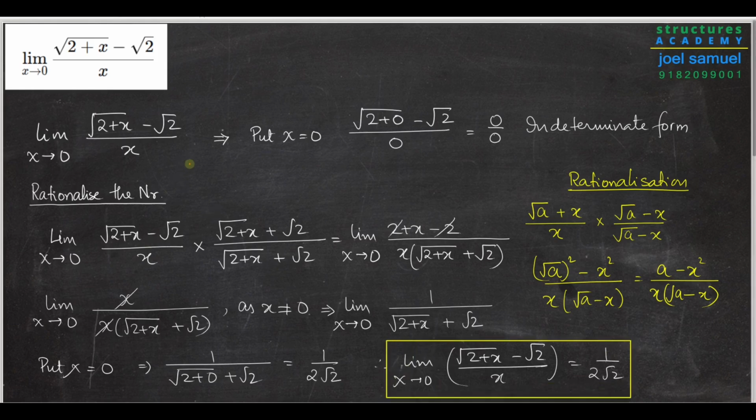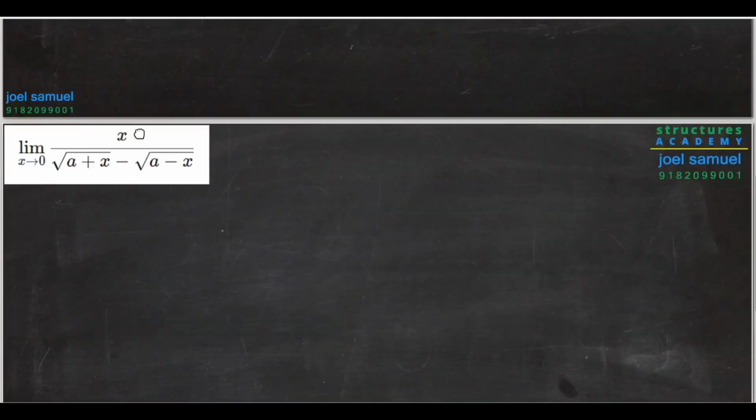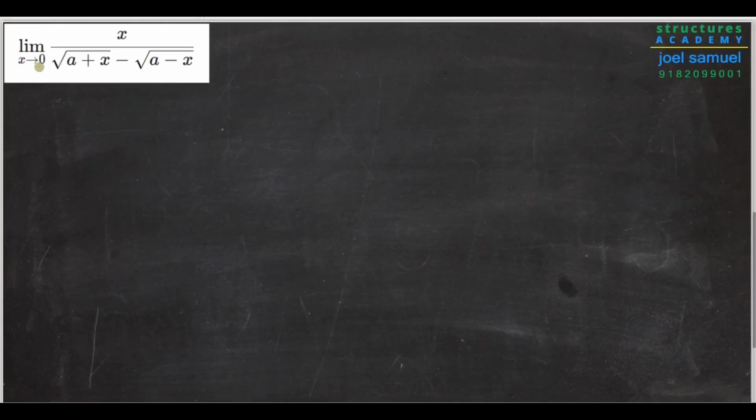Now in this question, we have rationalized the numerator. We'll look at another question which is very similar to this, but there we will have to rationalize the denominator. Limit as x approaches 0 of x divided by (under root a plus x minus under root a minus x). So it's very clear from this that we have to rationalize the denominator part.